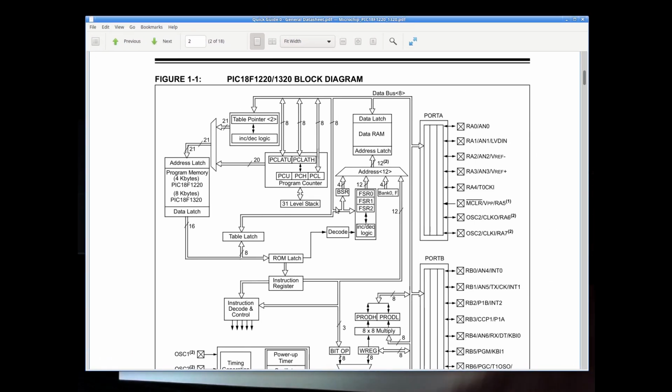Now, the PIC processor is a little different from a sort of conventional model. Let's take a look at this block diagram of the PIC processor. The first thing we notice is that there's two memories. There's a memory over here called program memory, and then there's something called data RAM. This is basically where your program, your code goes. This is where the data that's being manipulated goes.